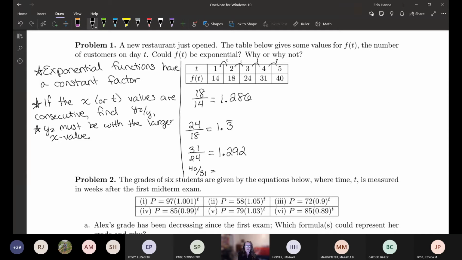The last piece between 4 and 5 would be 40 over 31. And I want to leave this space on the side for the next thing I want to talk about. I don't have this in my notes, so I've got to calculate it. 48 divided by 31 is 1.2903.